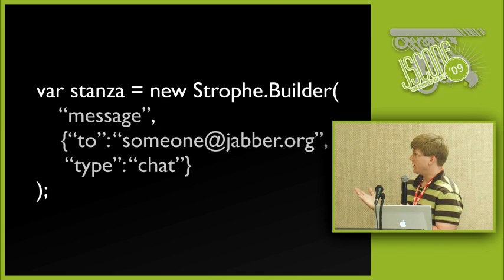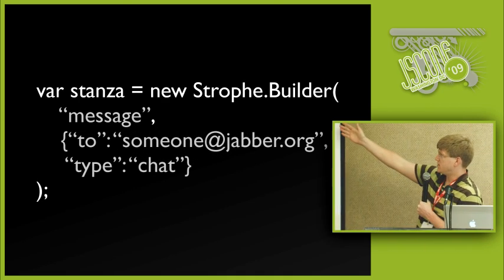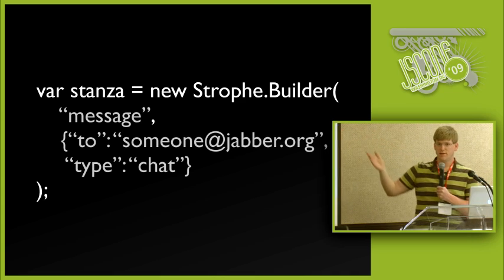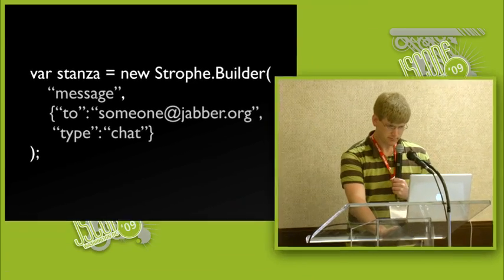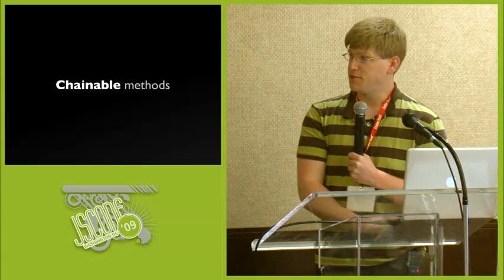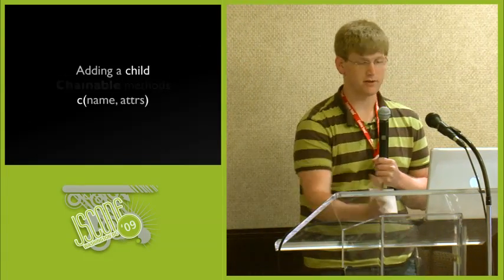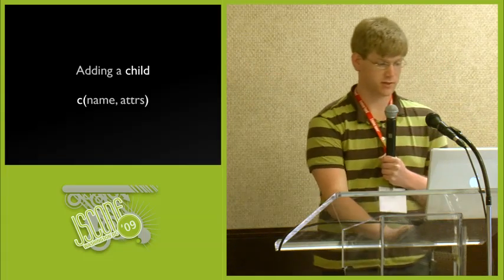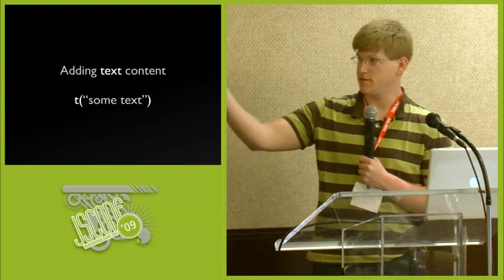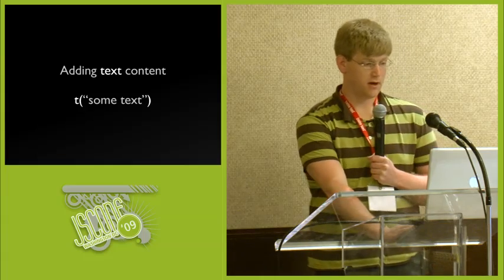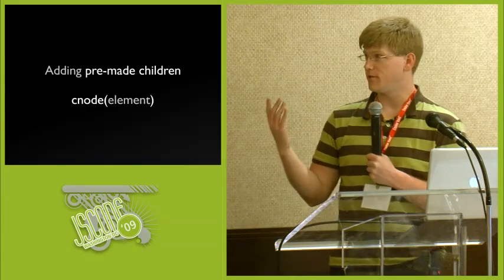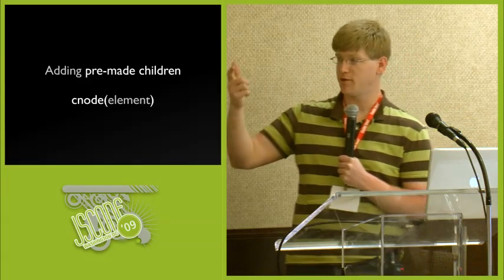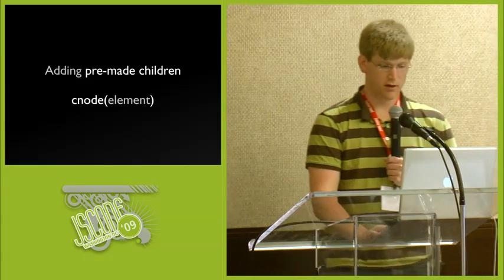And this is what it looks like at the basic level. So you have a stanza, and you call Strophe Builder, you say message, you pass it some attributes, and that'll build you a message. And all the methods are chainable, like I said. So for instance, you can add a child to the DOM with a name and attributes, just like we did there. We can add a text node very easily. We can add pre-made children. So for instance, if you have an element already that you received and you're just plucking out some bit of it and putting it back in, you can use CNode.